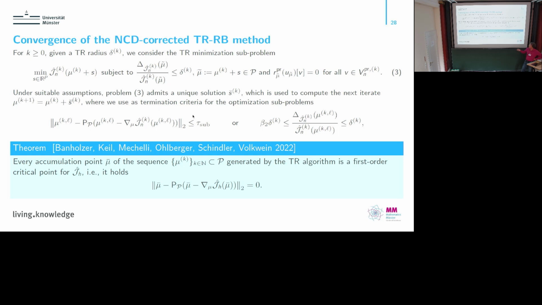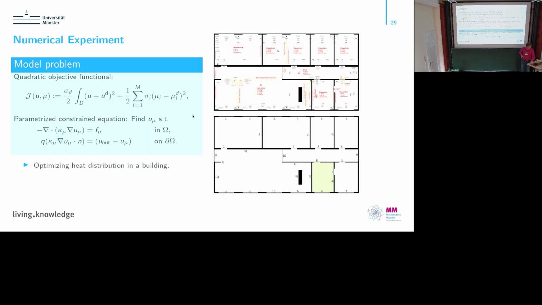and this is why this projection comes in here. So if you would not have a constraint on the parameter, then you would just have the norm of the gradient, which is 0 in the limit. But this is just reflecting that we have parameter constraints.